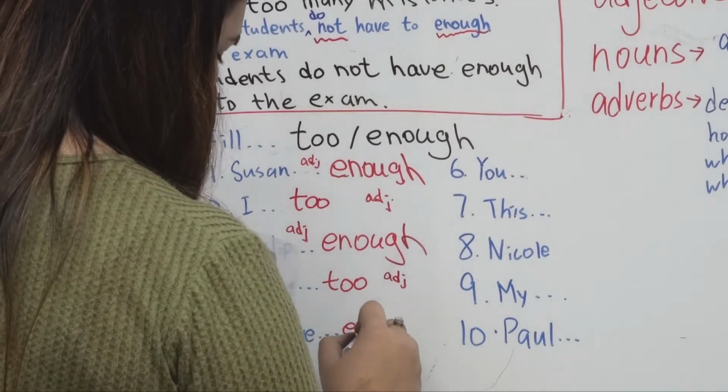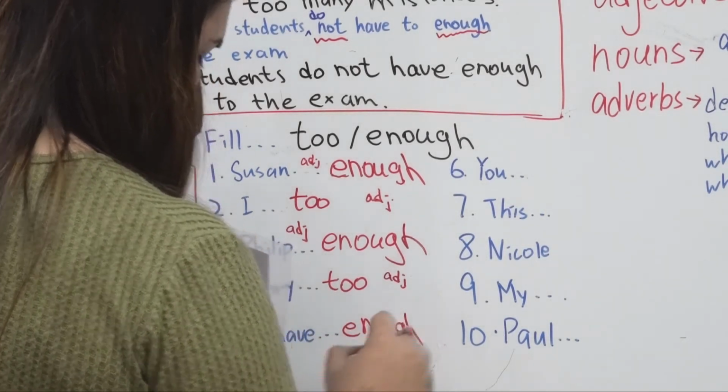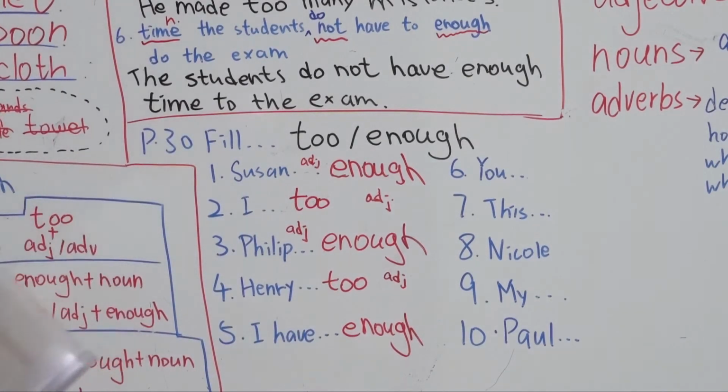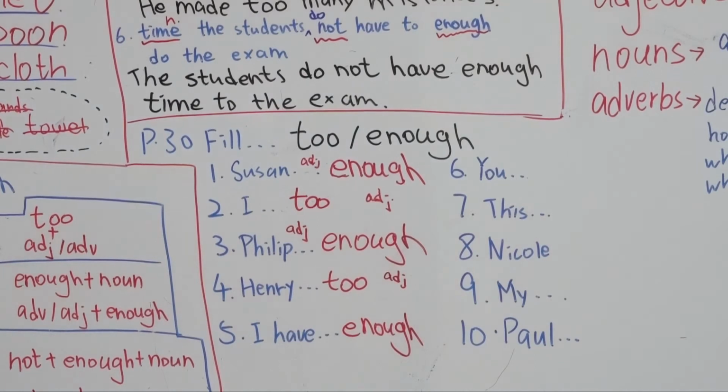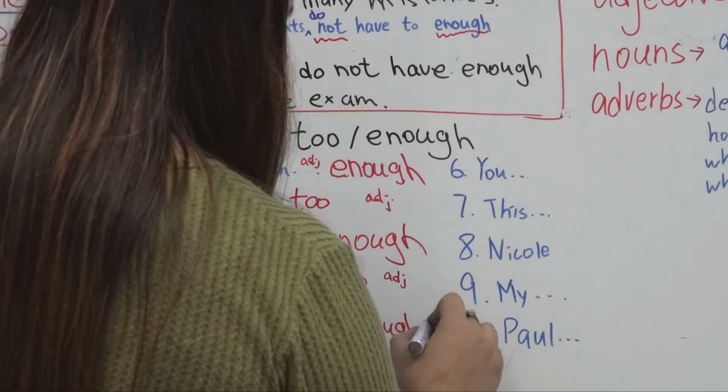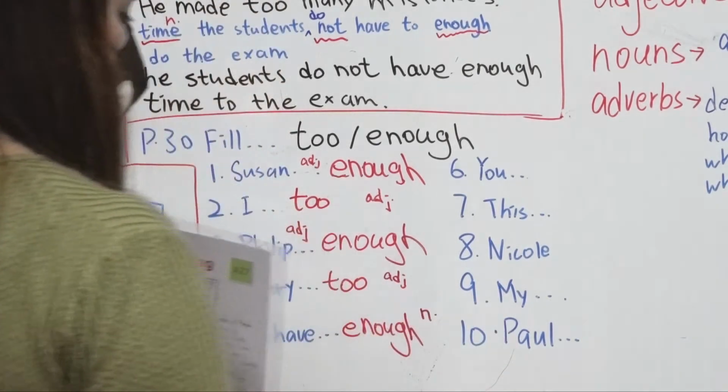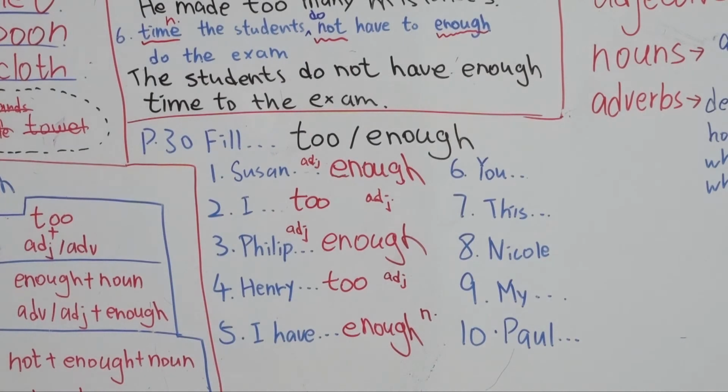Why do we use enough? Time. Very good. Time is an adjective or noun or adverb? Noun. Very good. Time is a noun.